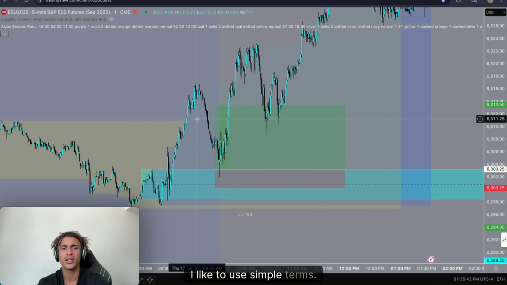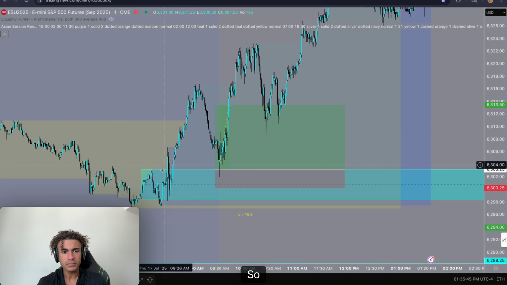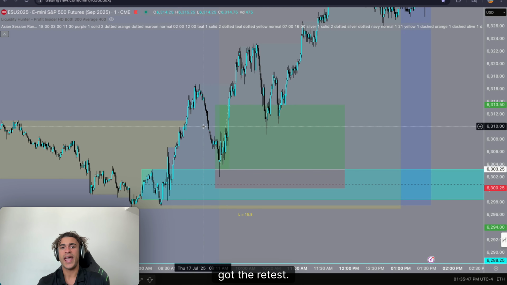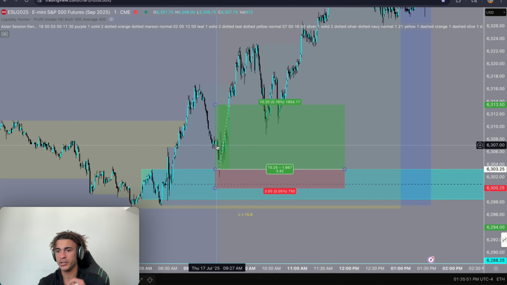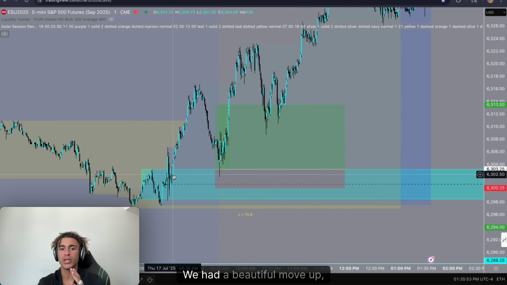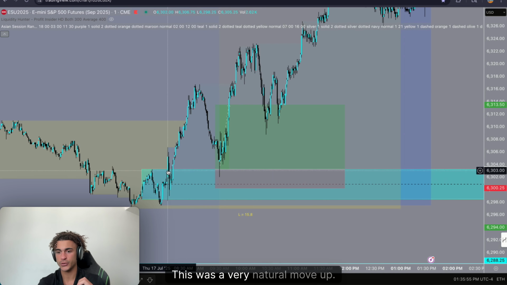I like to use simple terms, but I digress. So got the retest, and what I did today is I entered right at the top of this zone. I'll tell you exactly why I did that. We had a beautiful move up, right? This was a very natural move up.